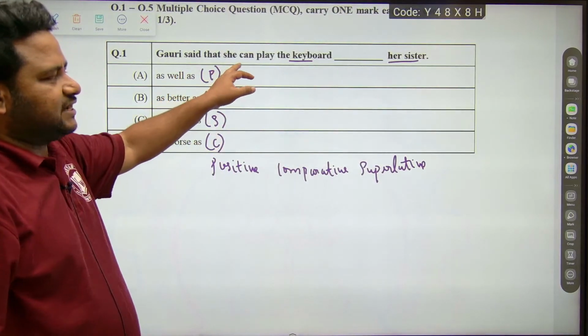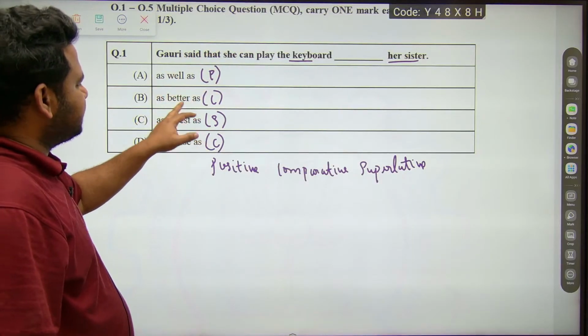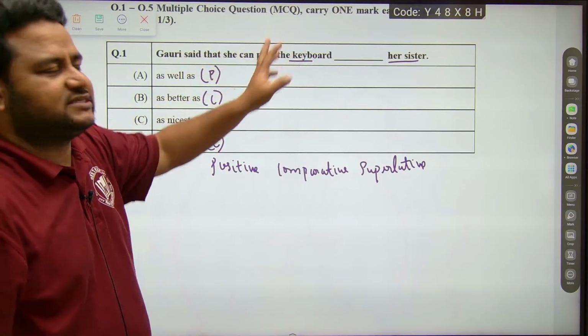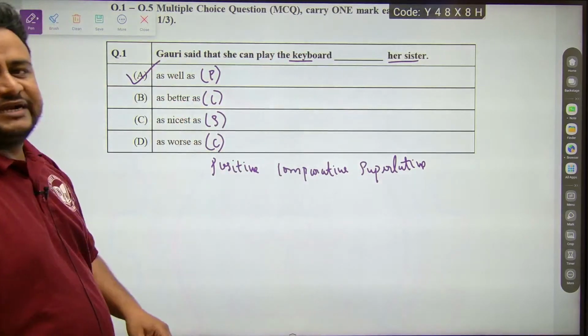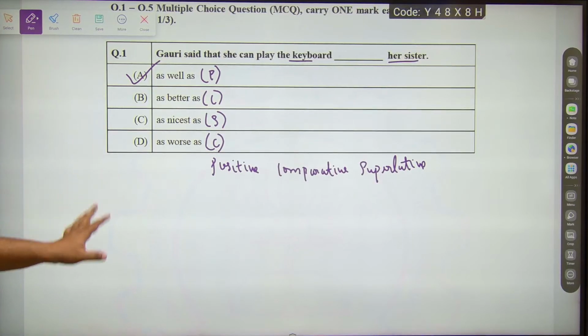Gauri said that she can play the keyboard as well as her sister. Not as better as her sister. She plays the keyboard as well as her sister. So option A is the right answer, friends. So this is the right answer to this question. Fine. So let us move to the next question.